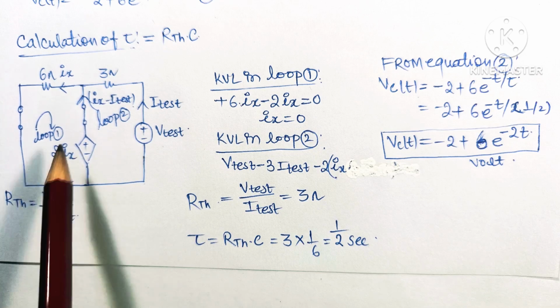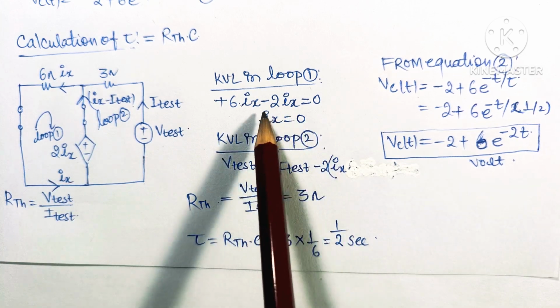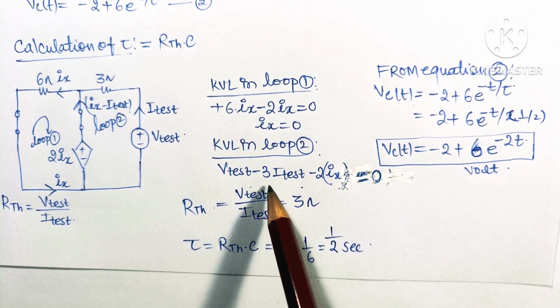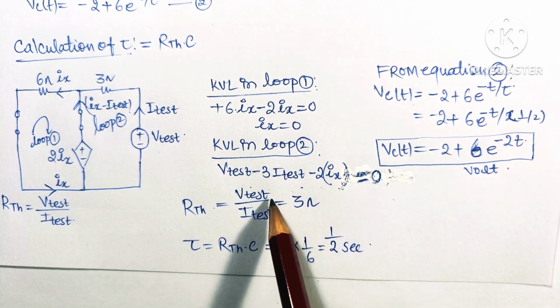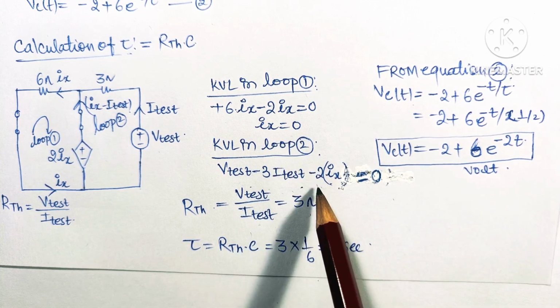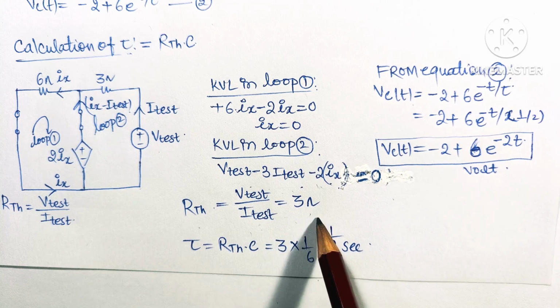If we apply KVL in loop 1, this equation can be found, and this equation gives us Ix equal to 0. By applying KVL in loop 2, we find Vtest minus 3 Itest minus 2 Ix equal to 0. From here we calculate Vtest upon Itest. We put Ix equal to 0 in this equation. Then Rth will be equal to Vtest upon Itest, which is equal to 3 ohm.